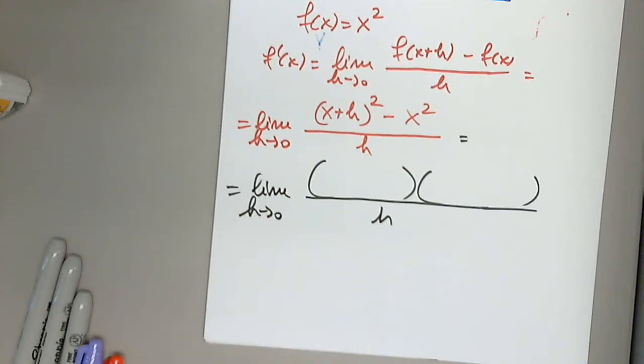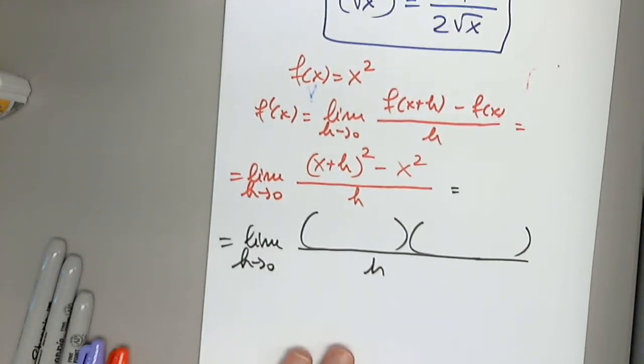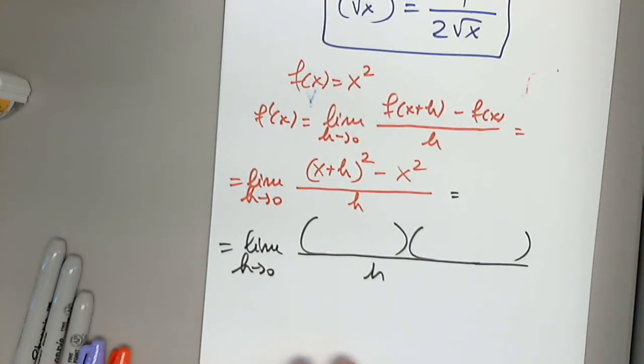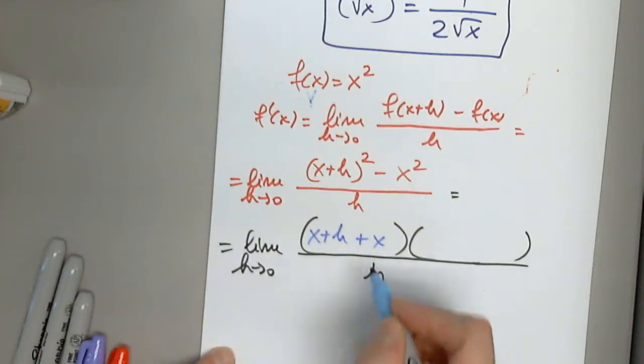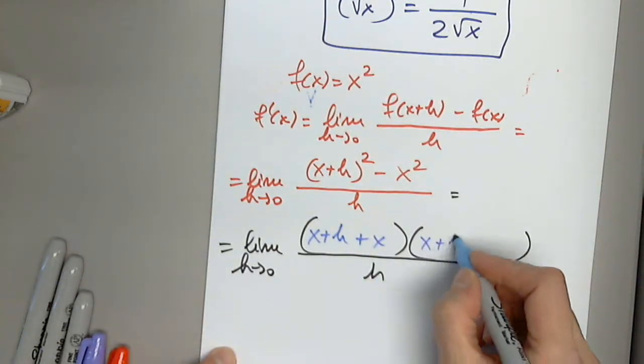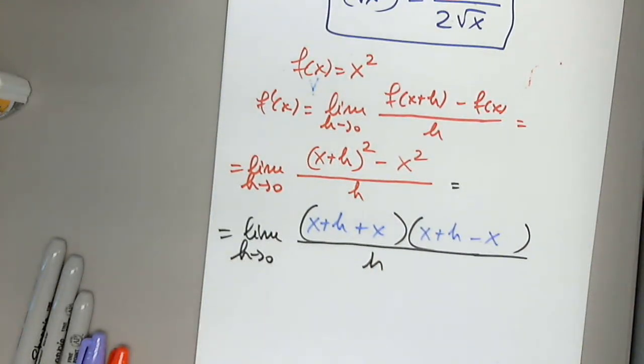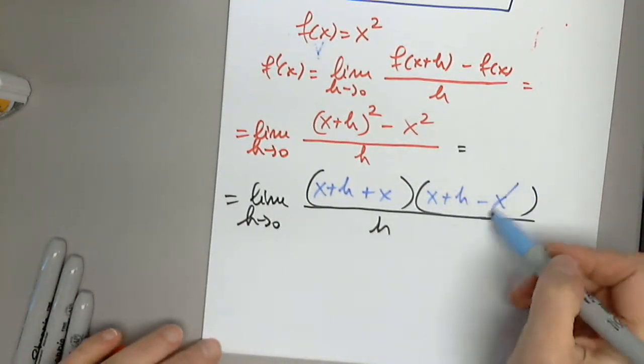Good. Say it again. Yes, please. More? Perfect. Good. Very good. Do you all agree with x plus h plus x and x plus h minus x? It's a squared minus b squared, a plus b, a minus b. Right? Good. So obviously these two go away.